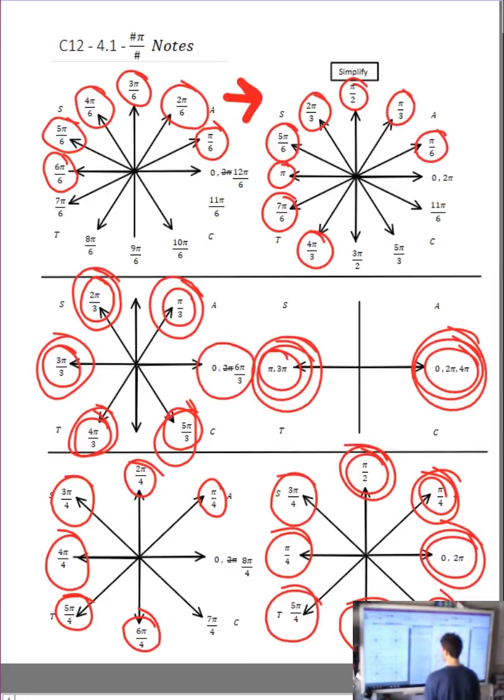So again, being very comfortable counting in radian measure. Please practice just like you've counted by 2s. 2, 4, 6, 8, 10. Pi over 6, 2 pi over 6, 3 pi over 6, 4 pi over 6, 5 pi over 6, 6 pi over 6, etc.